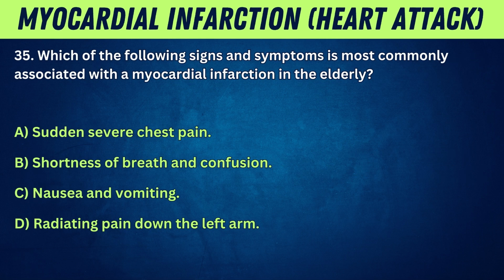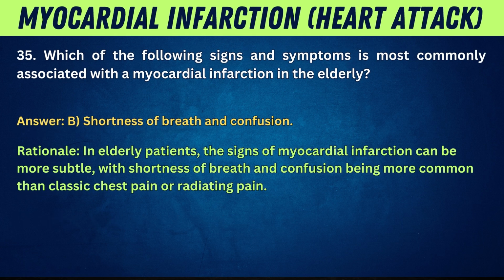35. Which of the following signs and symptoms is most commonly associated with a myocardial infarction in the elderly? A. Sudden severe chest pain. B. Shortness of breath and confusion. C. Nausea and vomiting. D. Radiating pain down the left arm. Answer. B. Shortness of breath and confusion. Rationale. In elderly patients, the signs of myocardial infarction can be more subtle, with shortness of breath and confusion being more common than classic chest pain or radiating pain.